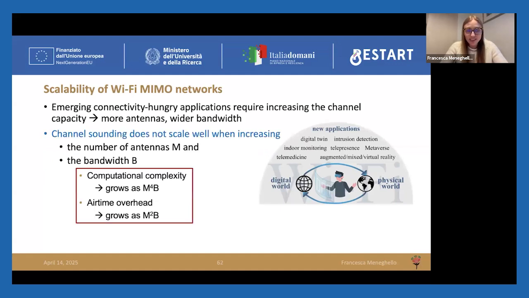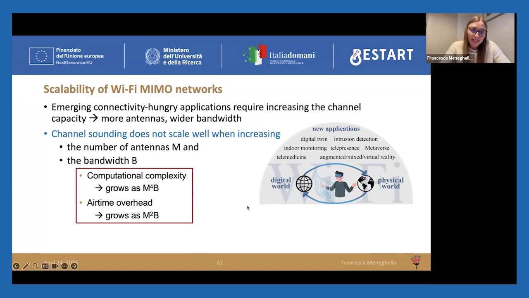For next generation applications, what we need is to increase the number of antennas to increase the multiplexing gain. But actually, the channel sounding does not scale well with the number of antennas, because the computational complexity of the channel sounding grows as M to the power of 4, and the airtime overhead grows as the square of the number of antennas at the transmitter. And so you can understand that we have a bottleneck and we can't increase the number of antennas as much as we want.